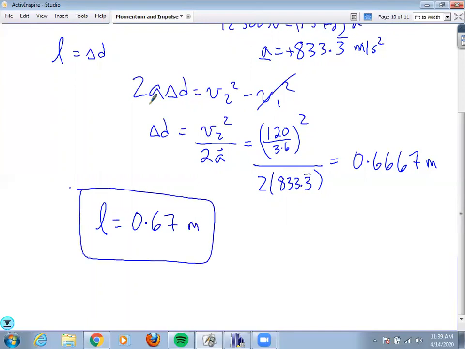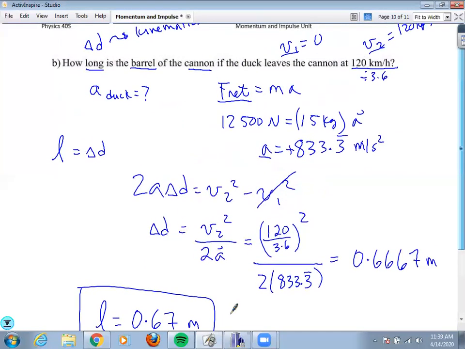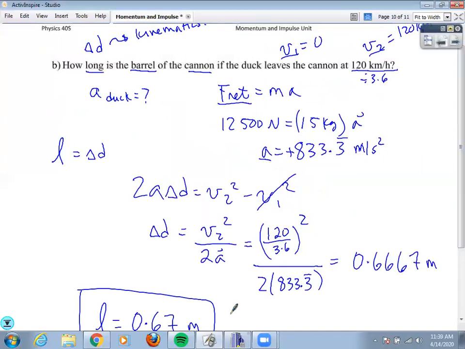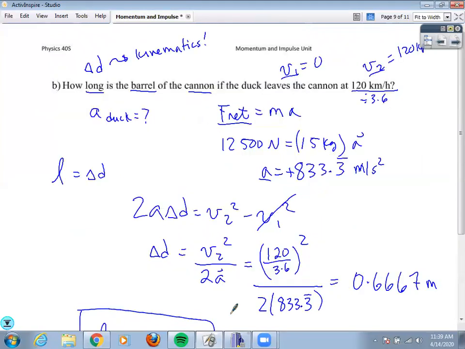And that is just how we can take some stuff from our momentum unit and bring it back to kinematics to solve a scenario like we just did. So I hope these examples make sense.